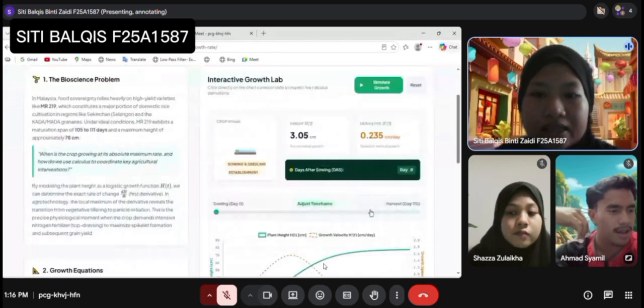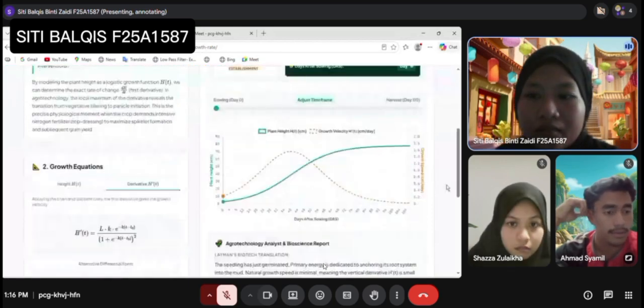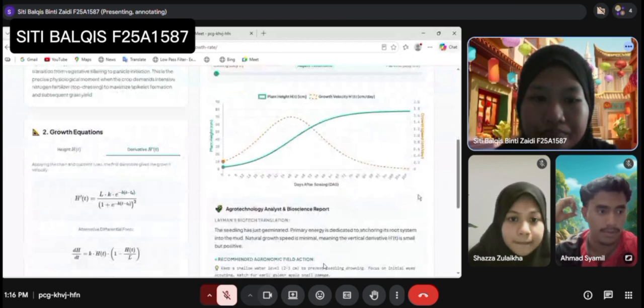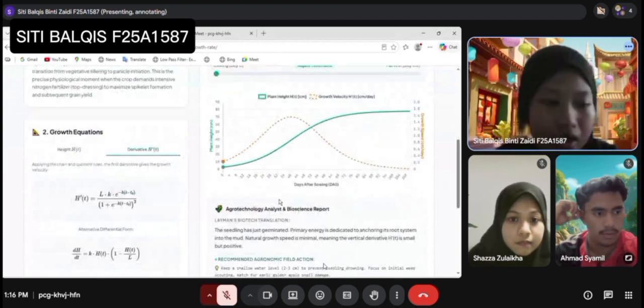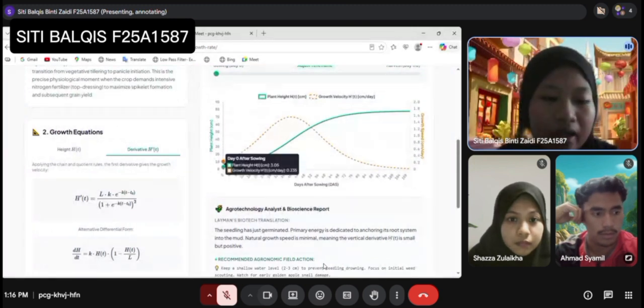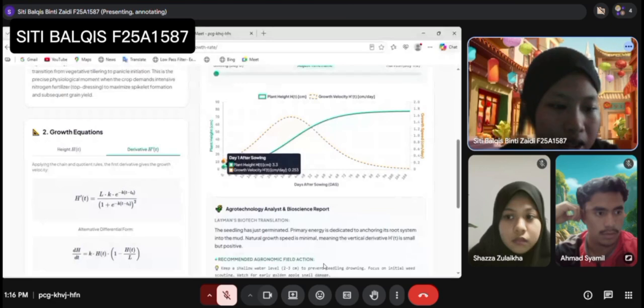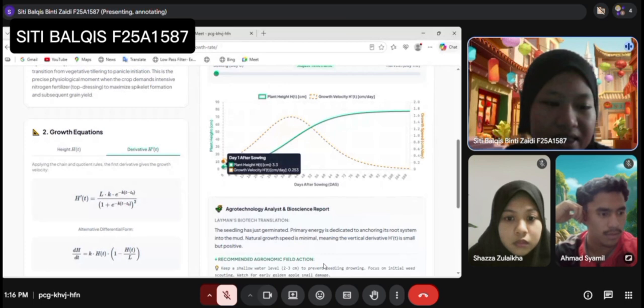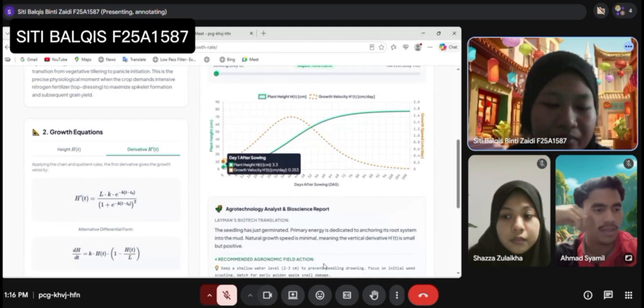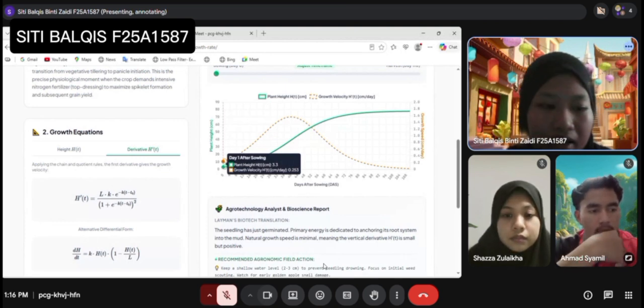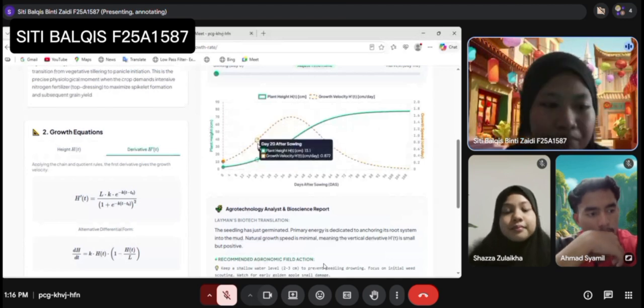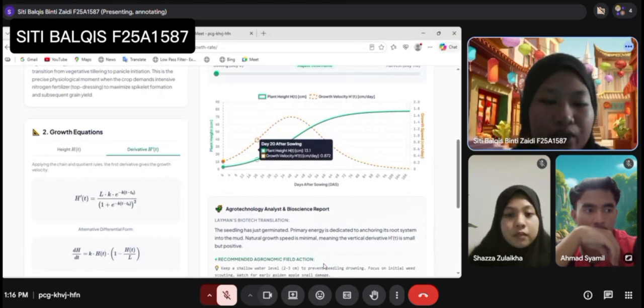And we can see the graph. At day zero, the rice plant has just germinated. Growth is still slow because the plant is focused on root development. And continue with day 20. At this stage, the rice plant enters the vegetative growth phase. The growth rate begins to increase.